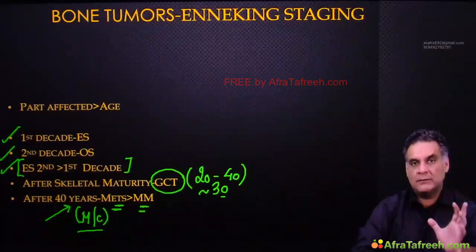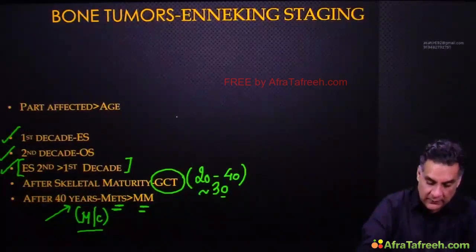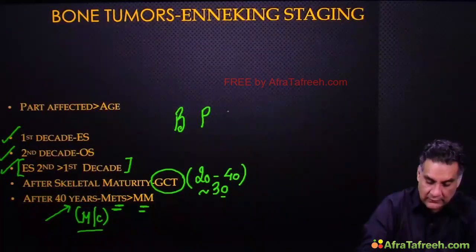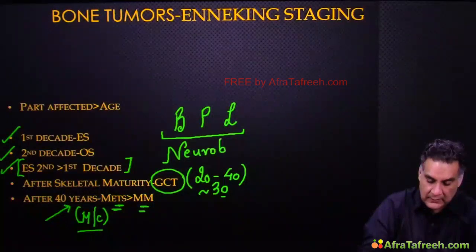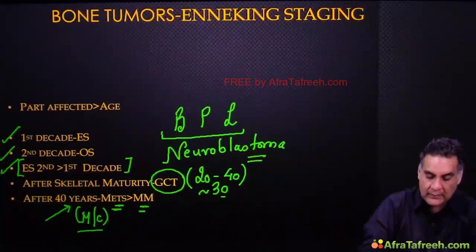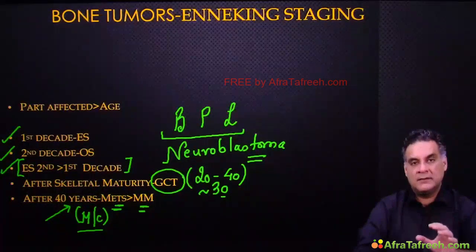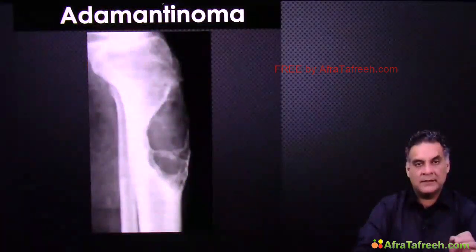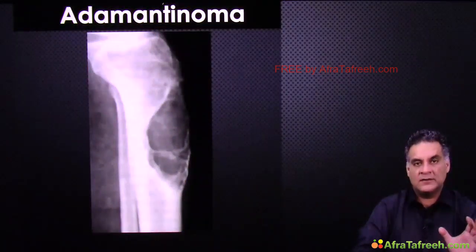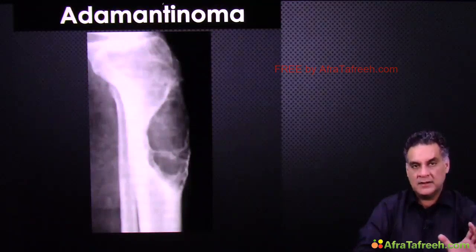Metastasis to the bone usually comes from the breast, prostate, followed by the lungs. In children, the metastases are rare because they occur after 40. But if they occur, they will be from neuroblastomas. This is an example where adamantinoma involves the tibia. Remember this image, very important.